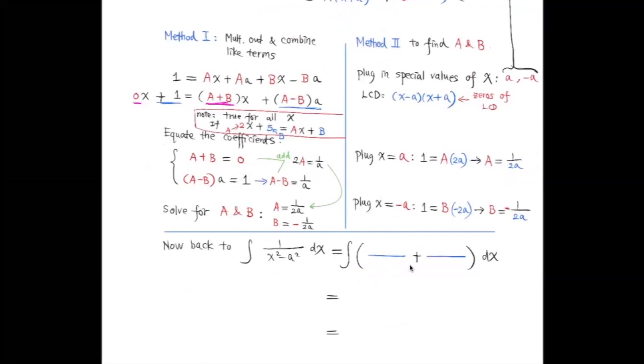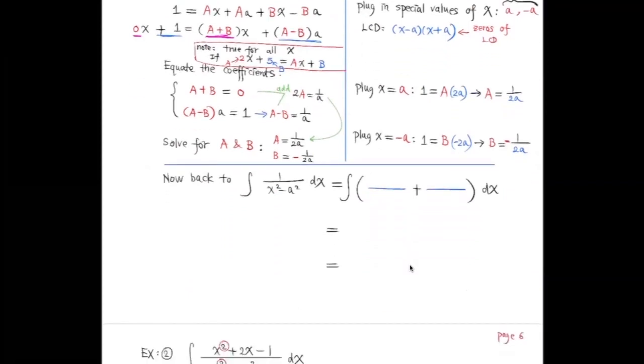Once you find A and B, now we can decompose it, right? So I think I like that method better. The second method better? Yeah, I think it's better. It's a lot less work. I know. Gosh. Okay.